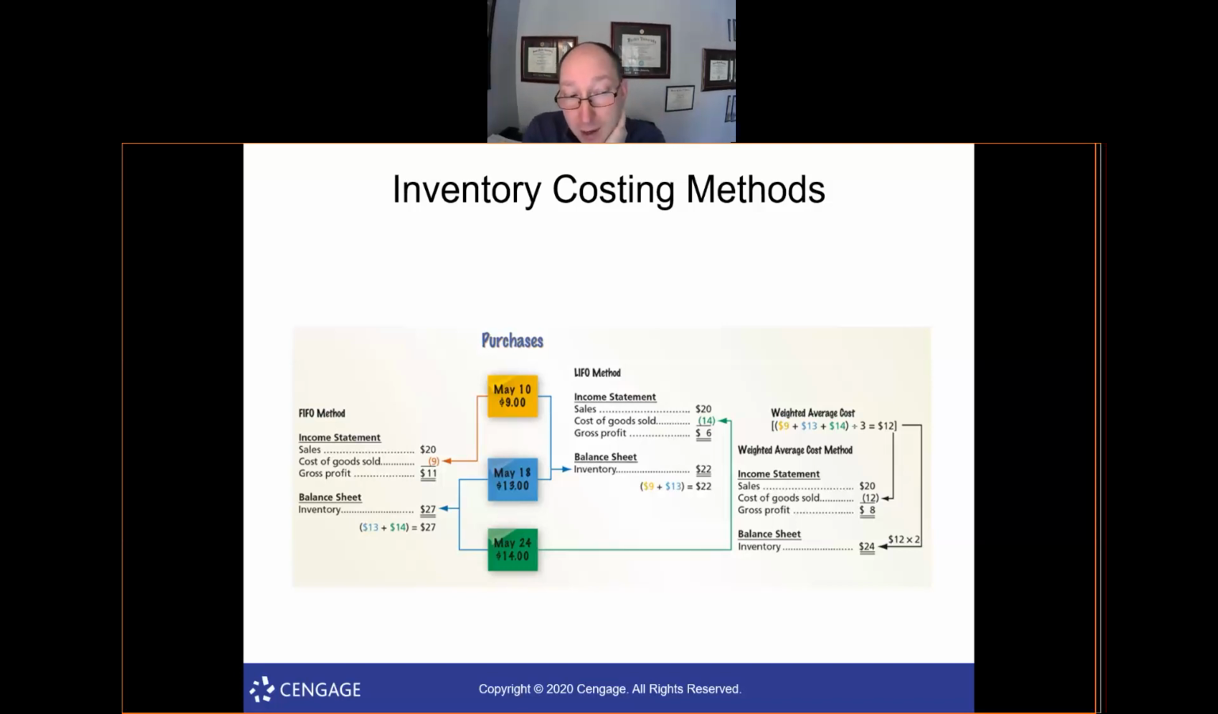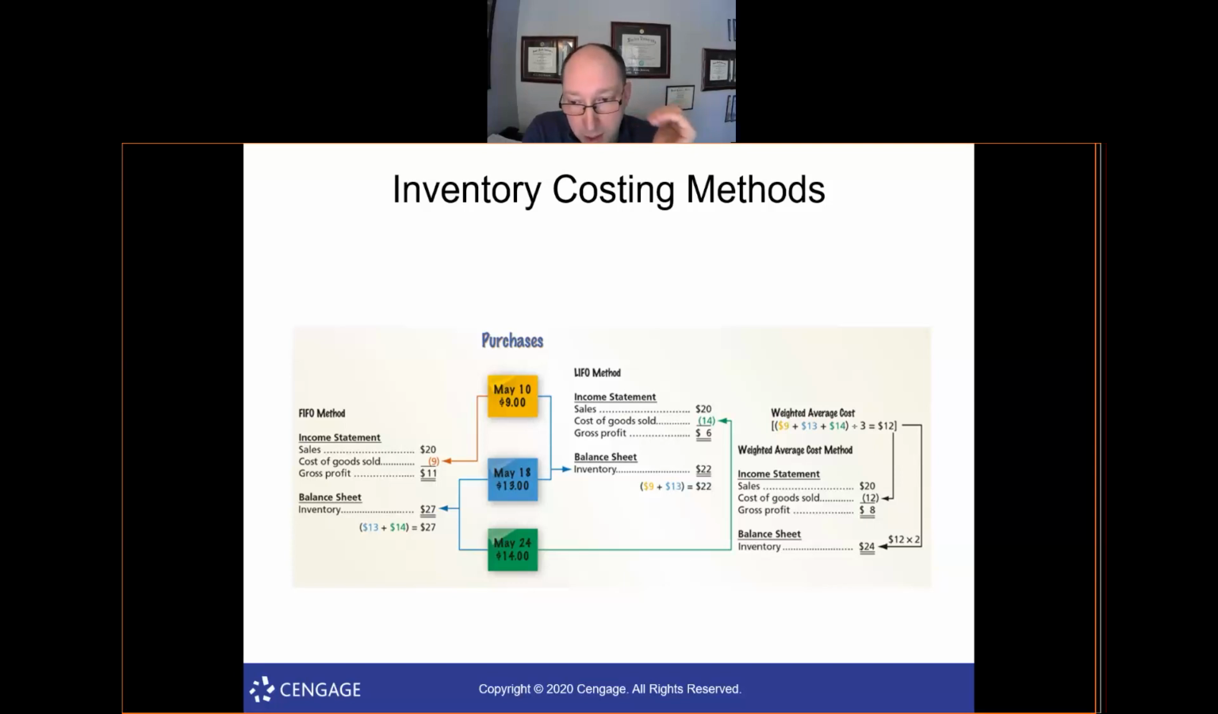Using the first in, first out method, I sold it for $20. Cost of goods sold was $9 because that was the first one that I purchased and the first one that I sold. Gives me gross profit of 11. So far, I like first in, first out because it gives me a higher gross profit. That's nice. But my ending inventory is $27 because on May 18th and May 24th, I purchased $13 and $14 respectively. 13 plus 14 is 27. Now let's compare that same process to the last in, first out method.